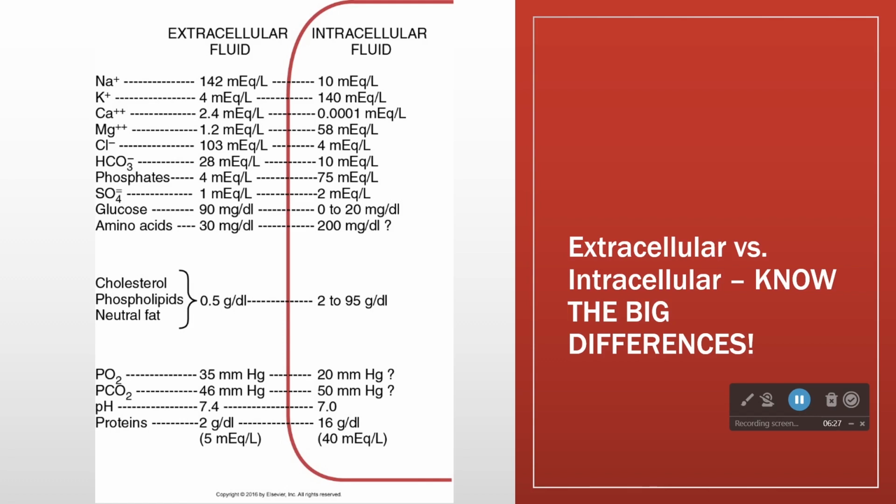Bicarbonate we're going to talk quite a bit about in the respiratory system. It's our primary buffer, bicarbonate and carbonic acid, that buffer system. Again, lots of it outside the cell, relatively less inside the cell, but you see not a huge difference there. Okay, and then glucose, you'll notice a big difference there. Glucose high outside, low inside.